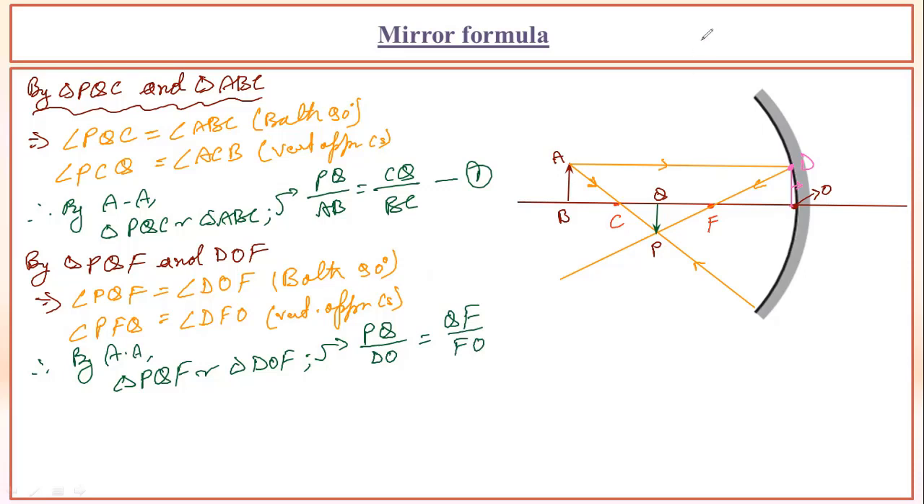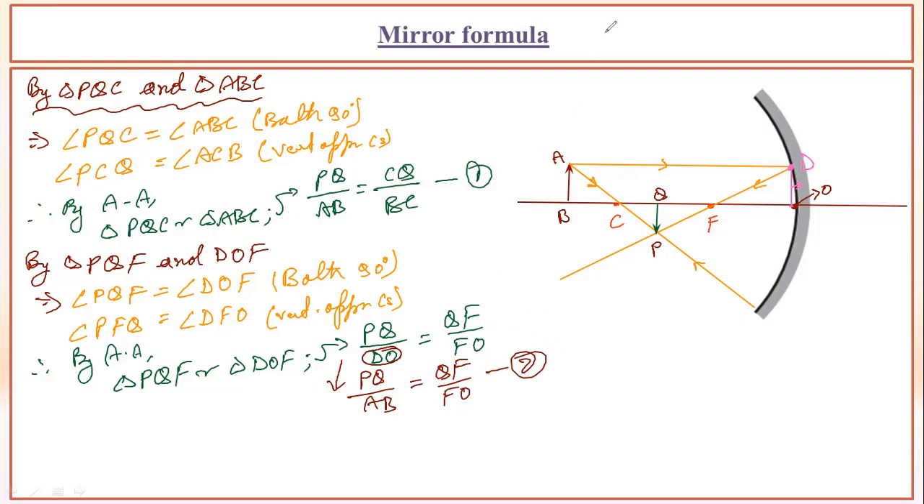FO. Now see students, here I'm going to change this DO. So I'm going to change the equation and I will write it as PQ by, instead of DO, I'm going to write AB. Why? Because we know that this AD line and this BO line are parallel to each other. So when they are parallel, their distances will be equal. So DO and AB are equal. So it is equal to QF upon FO. So this is equation 2.